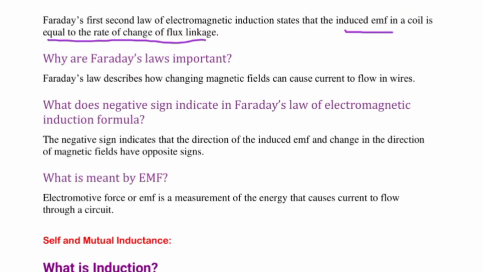Why are Faraday's laws important? Faraday describes how a changing magnetic field can be used to make current flow in wires. That's why it is very important. A changing magnetic field produces a current. What does the negative sign indicate in Faraday's law? The negative sign indicates that the direction of induced EMF always opposes the change in the magnetic field. What is meant by EMF? Electromotive force is the measurement of energy that causes current flow through a circuit. These are Faraday's laws. Next we go for self and mutual inductance.